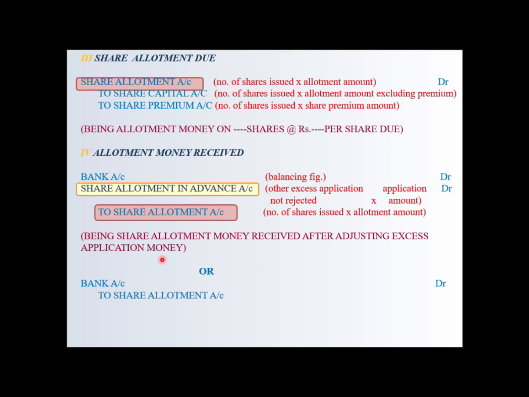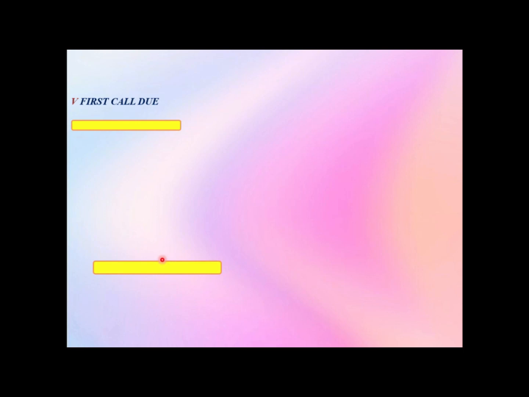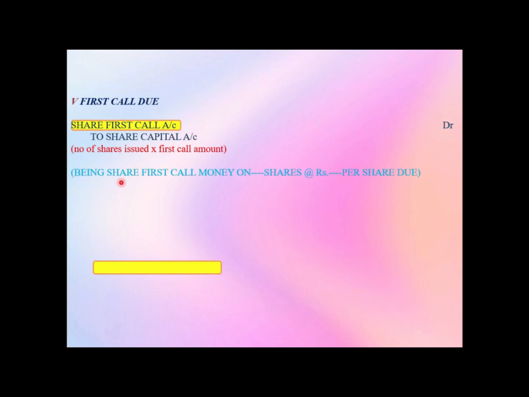Now, call letter will be sent to shareholders for call money. So, our transaction is first call due. Entries: share first call account debit to share capital account. Amount will be calculated as number of shares issued multiplied by first call amount. Being share first call money on dash shares at rupees dash per share due.